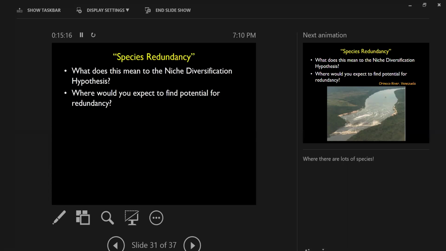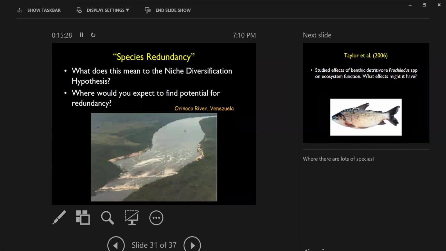There may be quite a bit of overlap. So we can ask the question, where would we expect to find the potential for that kind of redundancy? The short answer is we'd expect to find that wherever there were lots and lots of species. For instance, the tropics, the Amazon River Basin, incredibly high fish species diversity, a lot higher than North America. So that might be a place where we would expect to find potential for redundancy.